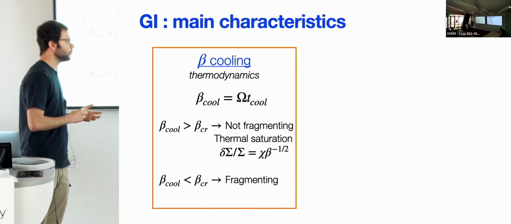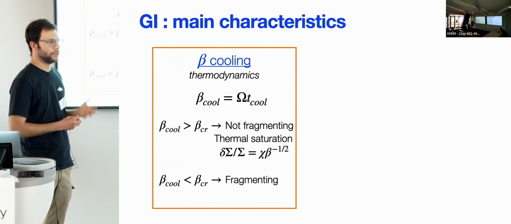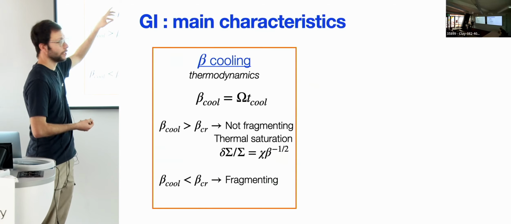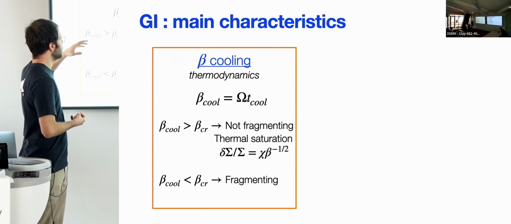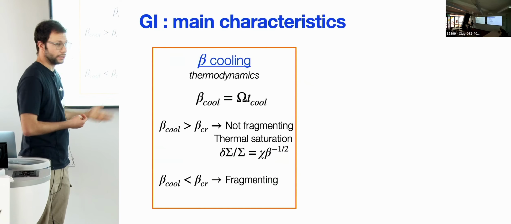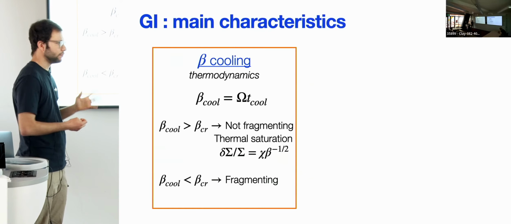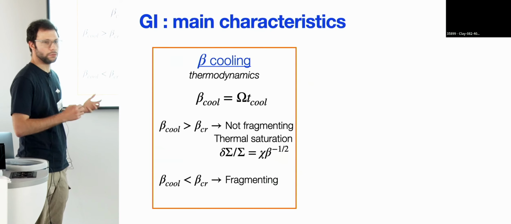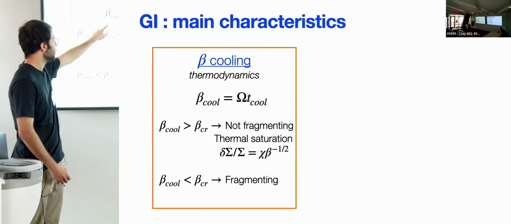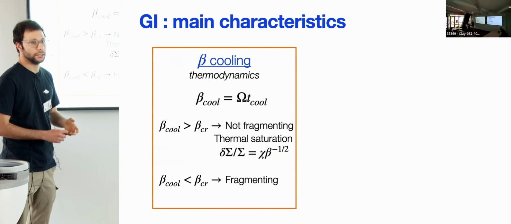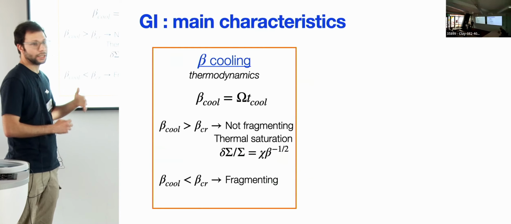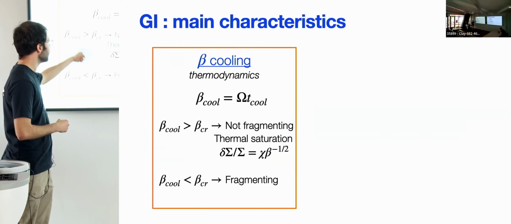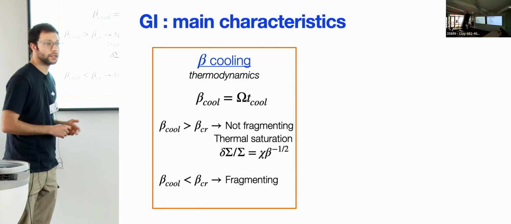So when we want to study gravitationally unstable disks with numerical simulations, there are two important parameters. The first one is the beta cooling. So it is the rate with which we are cooling the disk. In numerical simulations, what we do is to simplify a lot the way we cool the disk. So basically, we define this dimensionless parameter, beta cooling, that is the ratio between the cooling time and the dynamical time of the system. And what we do is to define a threshold, so a critical value.